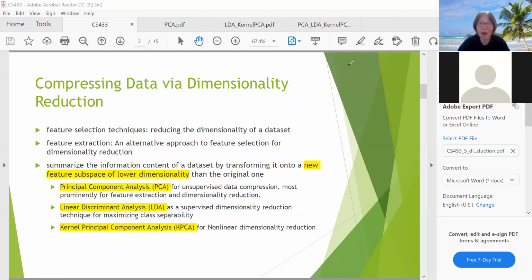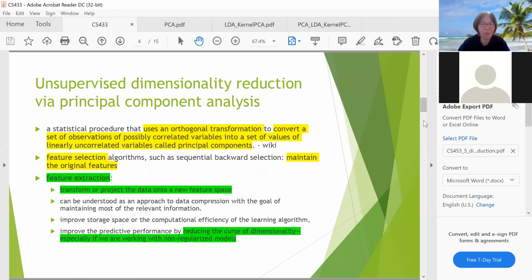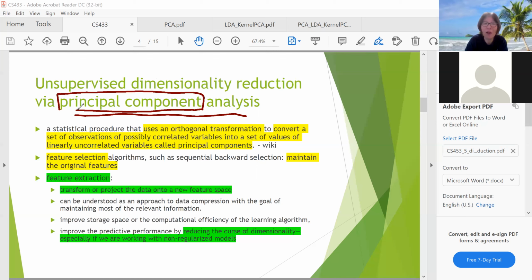Okay, so that's the concept part. The first one we will go over is PCA, which involves a concept called principal component. Basically, the component is just a vector, so we will need to find that principal vector. And it's unsupervised, okay?